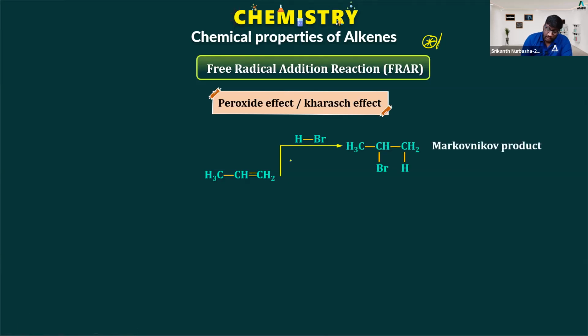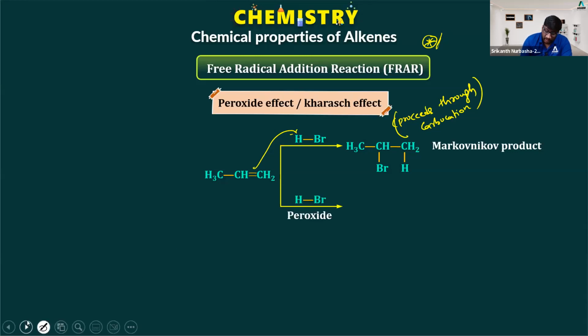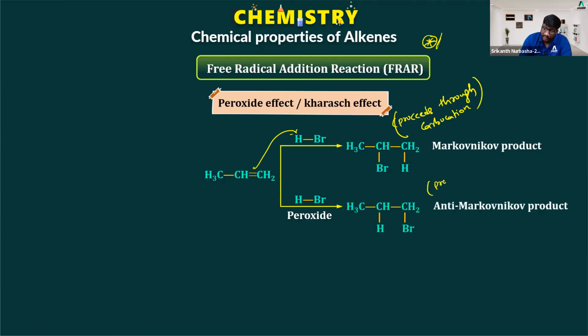CH3CH=CH2 treated with HBr. The pi electron density attacks H+ to form a carbocation. Bromide ion acts as a nucleophile and attacks the electrophilic carbon, generating the Markovnikov product. In the first case, there is no peroxide, so it proceeds through a carbocation intermediate. But if the same reaction is done in the presence of peroxide, it proceeds through a free radical mechanism. The second reaction proceeds through the free radical path, giving CH3CH2CH2Br, which is your anti-Markovnikov product.